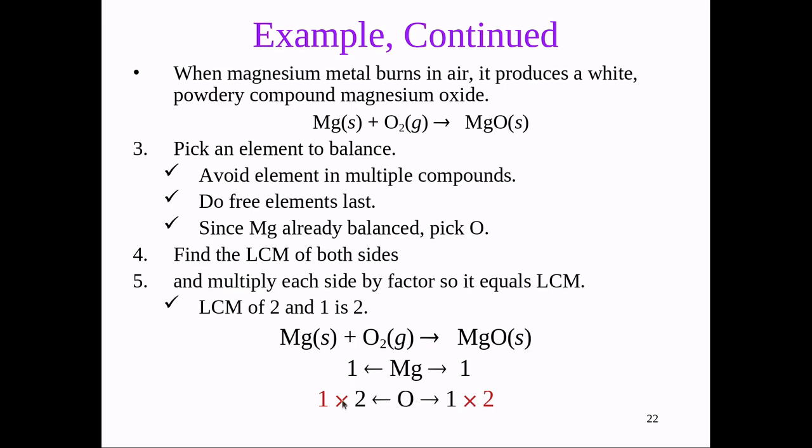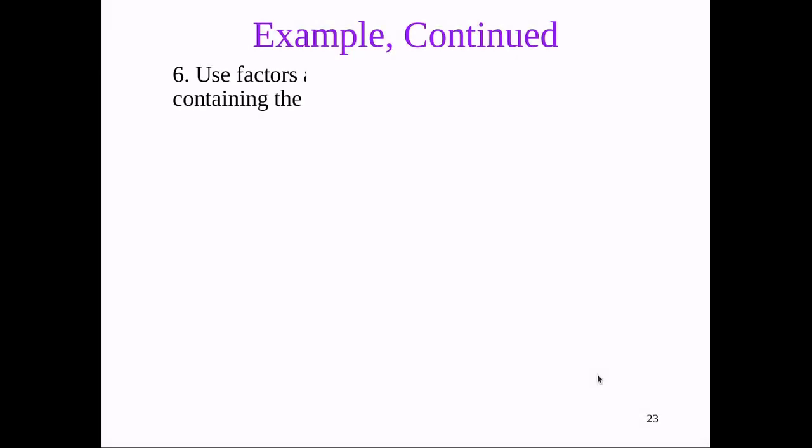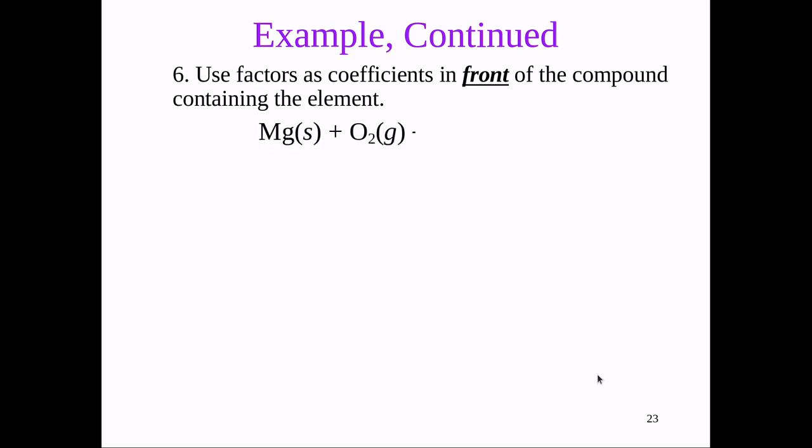So what we need to now do is use these values as the coefficients here and here, and then recount how many atoms we have on either side. So we're going to use those as the coefficients in front of the compounds containing the element. So here we need to put that 2 that we used as our least common multiple over here, our factor over here to get the least common multiple. Over here we use the 1 that we had over here, but you don't typically write that, so we just didn't have to change that one. And we get this guy.